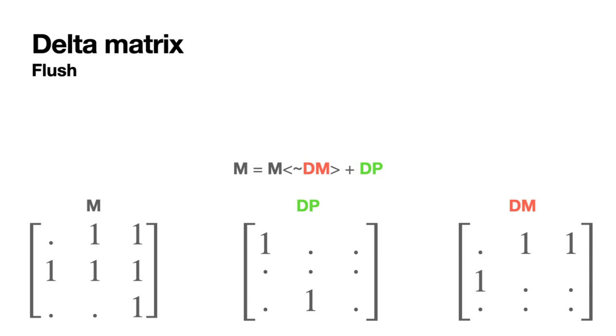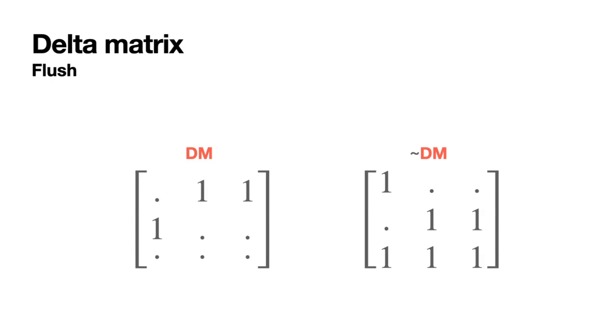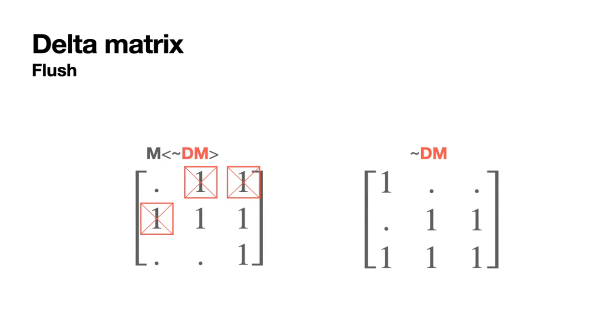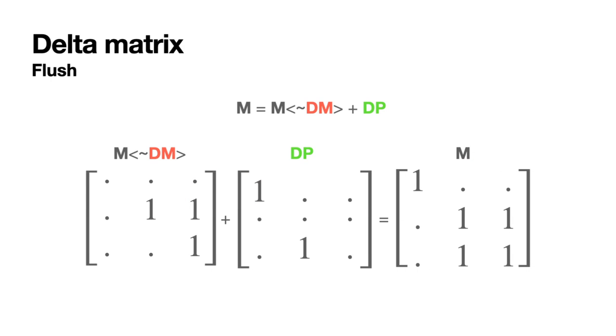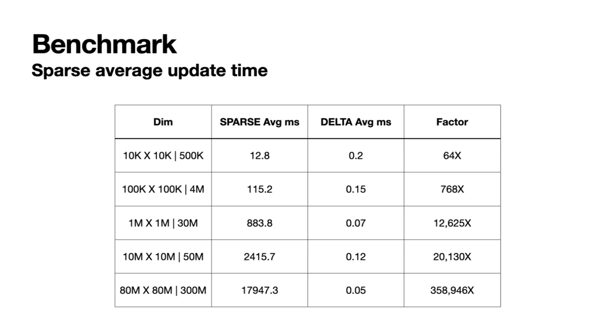It looks something like this, assuming these are our underlying matrices. Let's start with the complementation of delta M, basically reversing active and non-active entries. Then masking, removing those that were marked for deletion, and then adding the recent additions, and we end up with the new M results.